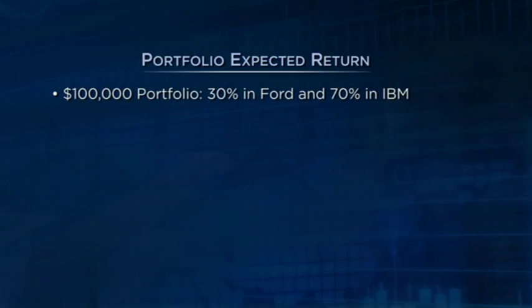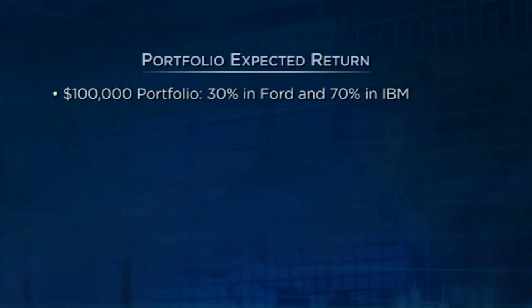For example, consider the following simple portfolio. Out of $100,000 to invest, $30,000 in Ford and $70,000 in IBM. In this case, the portfolio weights will be 30%, or $30,000 out of $100,000, in Ford and 70% in IBM, or $70,000 divided by $100,000.